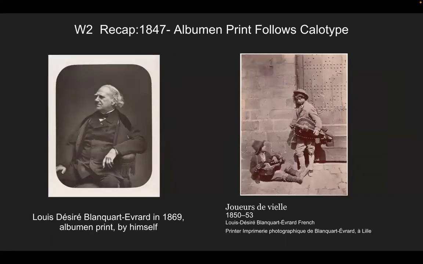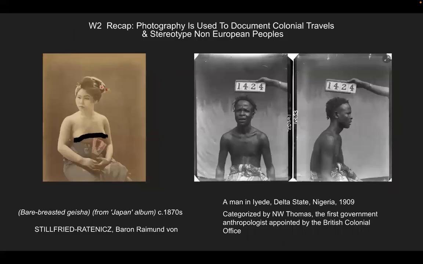Week 2 recap, we talked about albumin prints, and these prints used egg white in order to develop the glass negatives. Photography was used to document colonial travels and stereotype non-European peoples. So I covered Asia as well as the African continent broadly.